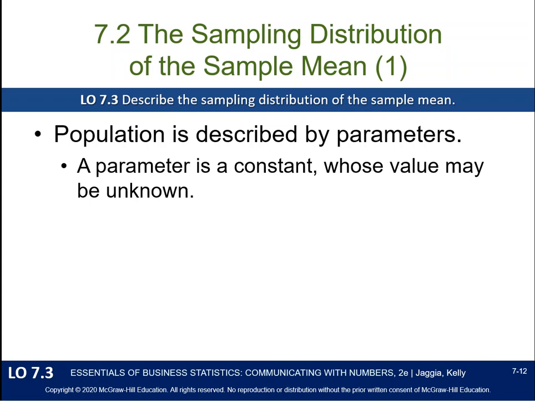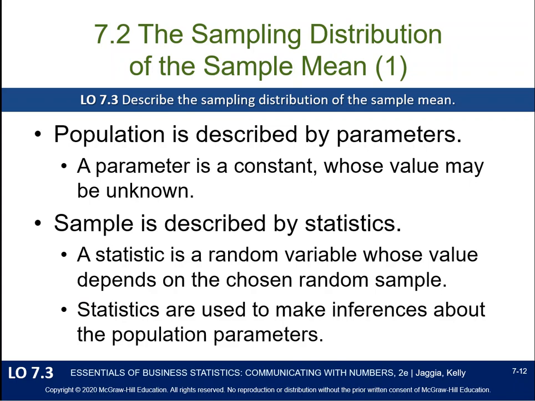So while the population is described by what we call parameters, those parameters are largely unknown to us. We can't possibly know all of that data usually. So instead we sample, and therefore we use statistics to describe the sample. So we've talked in the first video about some ways to do sampling better, to make better samples, but the statistics that we use, we use them to draw conclusions and make inferences about the population parameters.